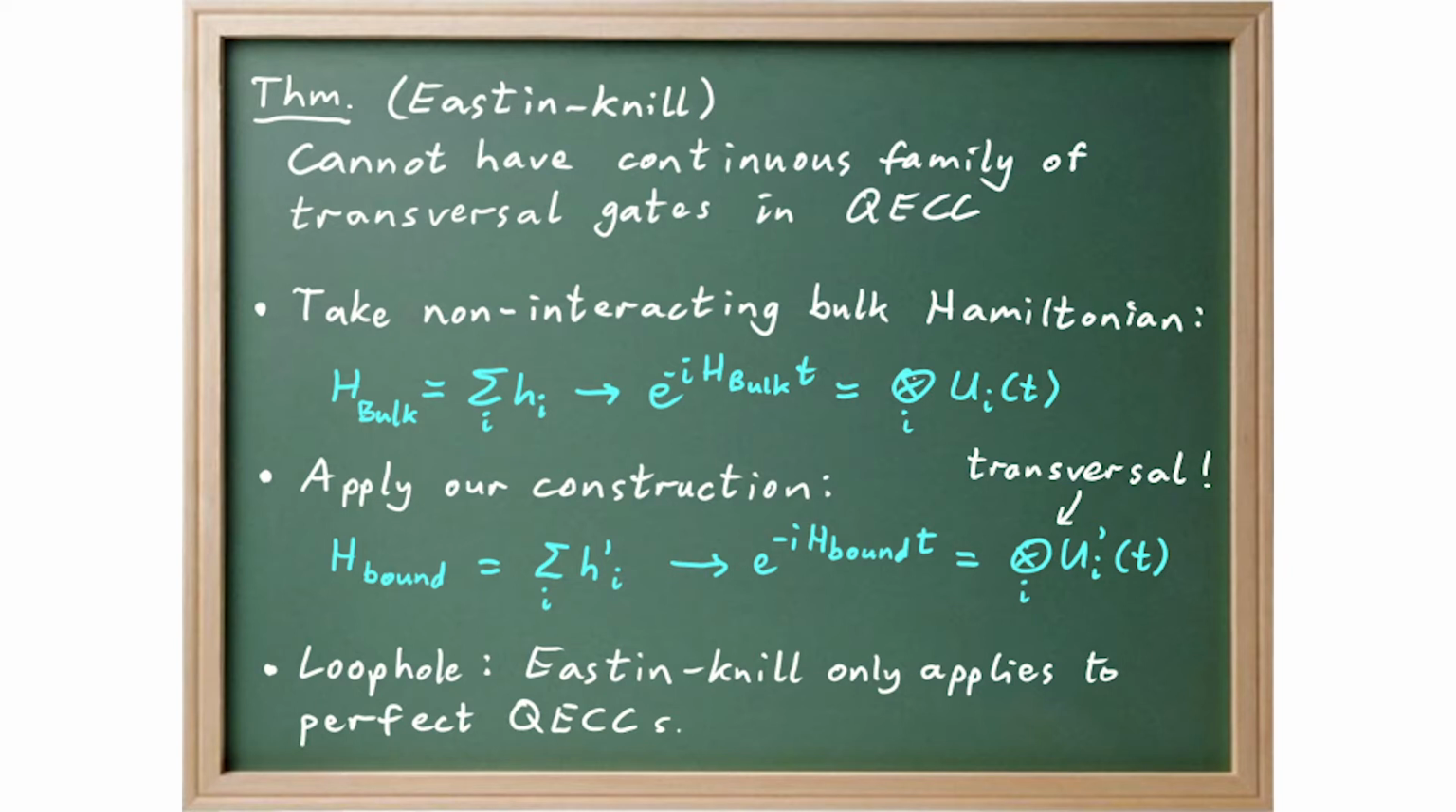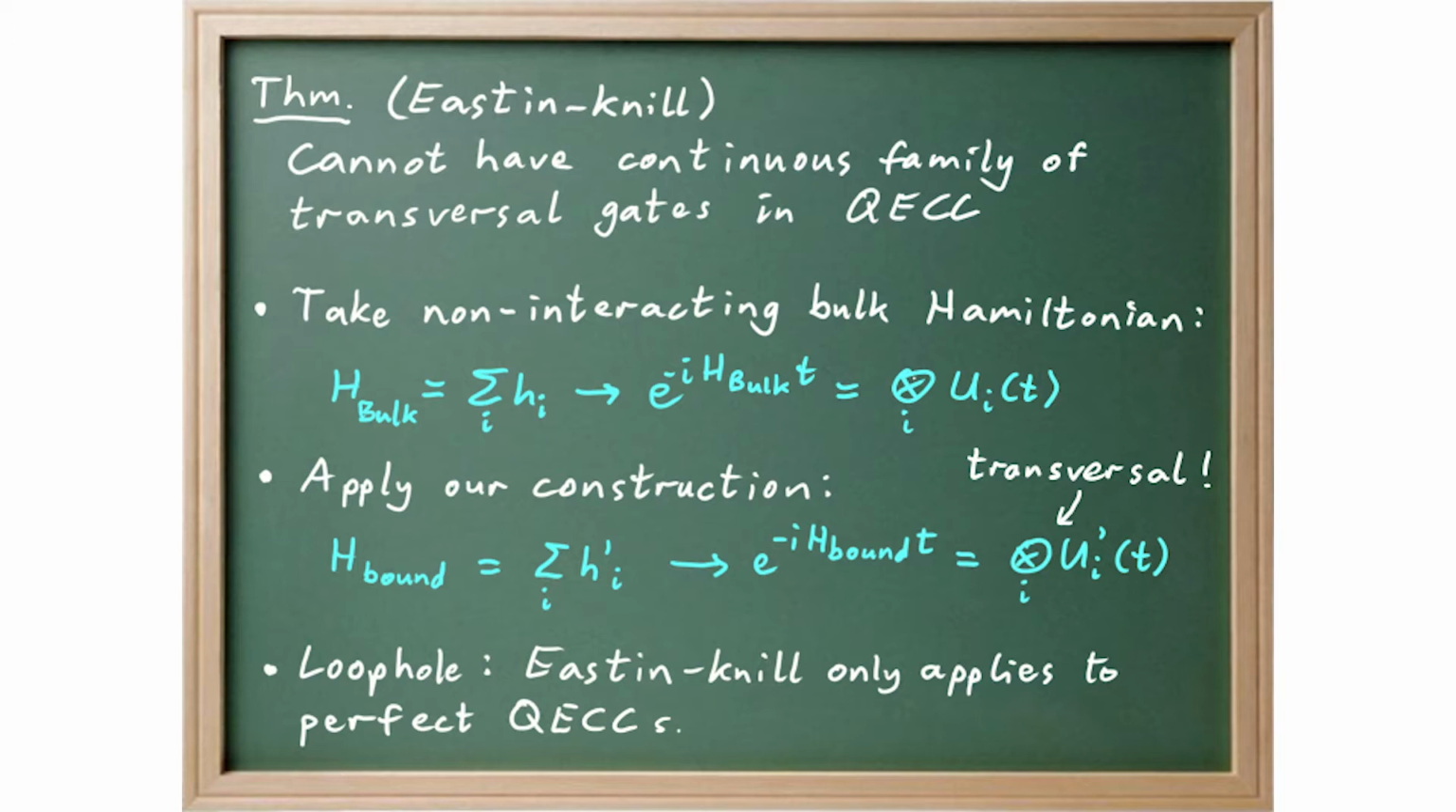Luckily these no-go results came out after our paper. Otherwise, I'm not sure if I would have had the confidence to work on this. Sometimes it's good not to know things. But the Eastin-Knill theorem was out before our paper, and it says you cannot have a continuous family of transversal gates in a quantum error correcting code. Sepehr has told you about this much better than I'm going to.